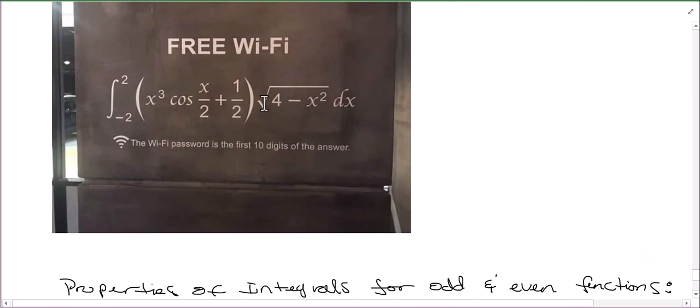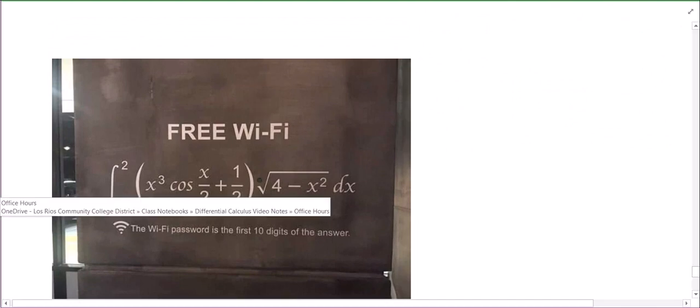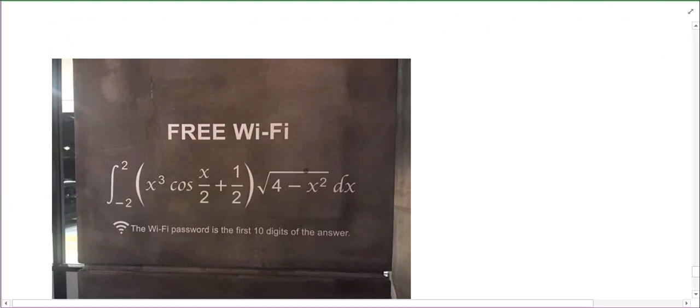So now looking at this one, what you would have to do is take, just like we did with the other one, take the radical and distribute it into the functions. You have a binomial here. You have the x cubed cosine x over 2, that's one term, and 1/2 is the other term. So distribute that in, and then you'll be able to see what happens here.